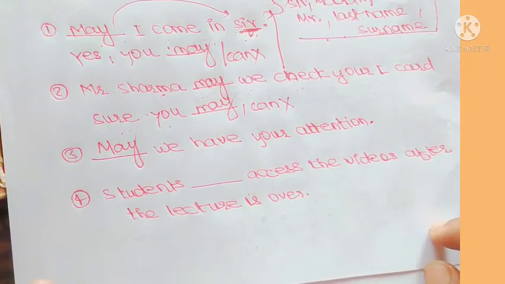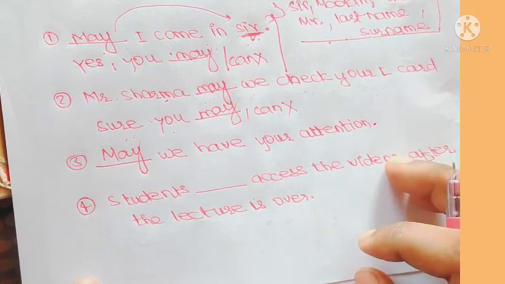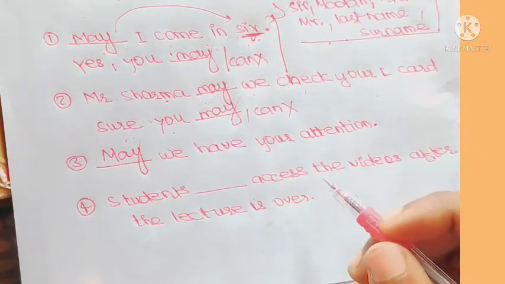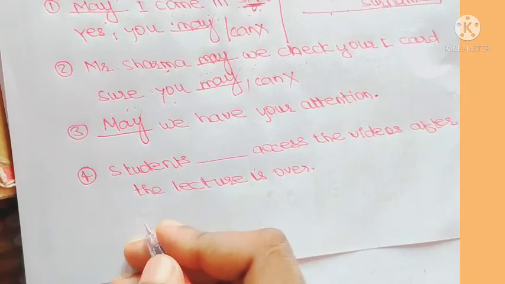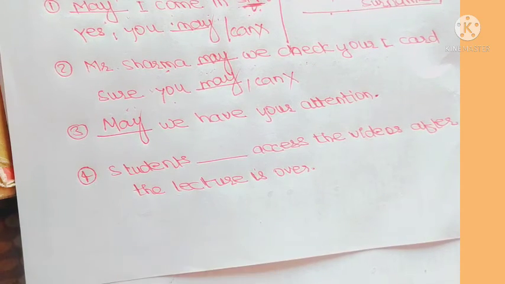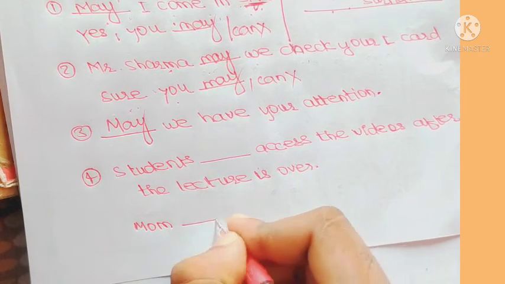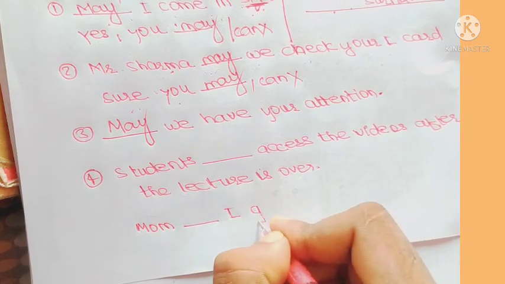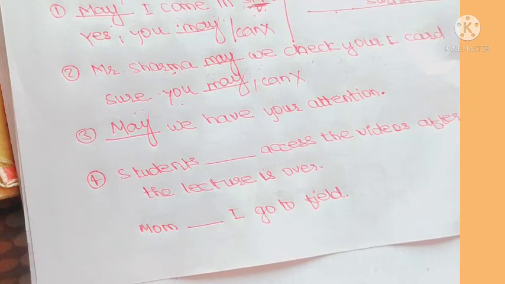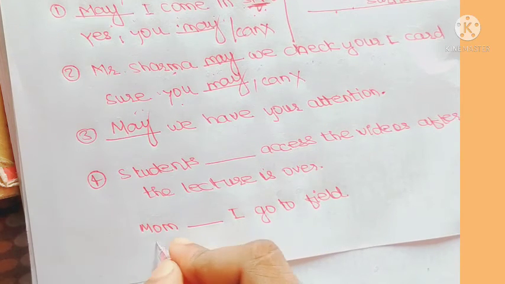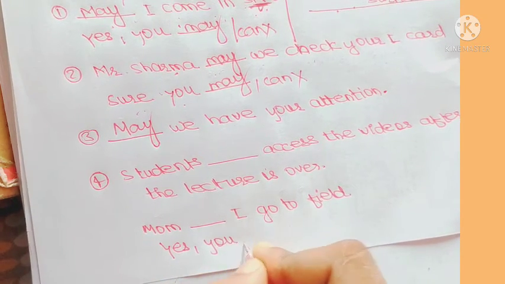I know you might be understanding that with your mother, you might be friendly enough. With your friend, you might be friendly and casual, right? If you want to ask for permission with your mother, you will have to say, mom, dash I go to field? Does I go to field? Answer. If I say yes, you does.